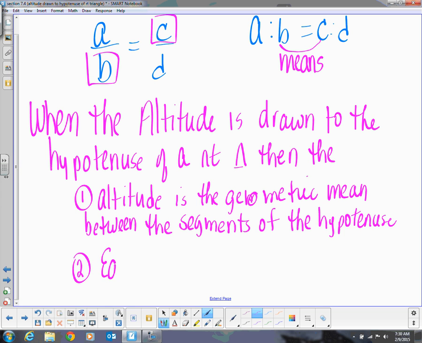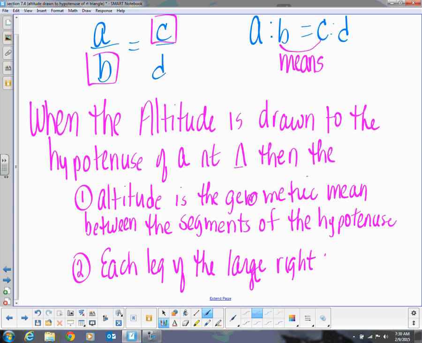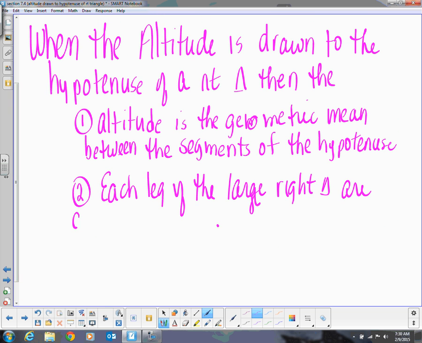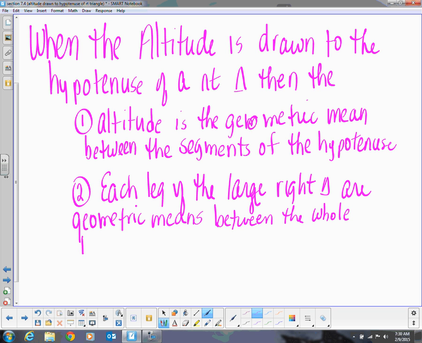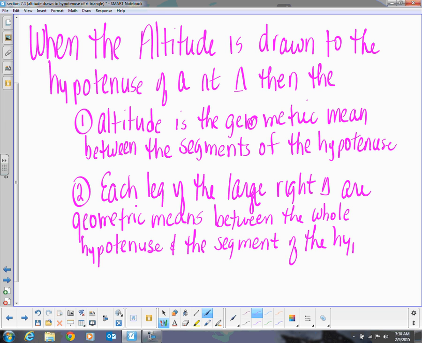To each leg of the large right triangle are geometric means, which would be the whole hypotenuse and the segment of the hypotenuse closest.